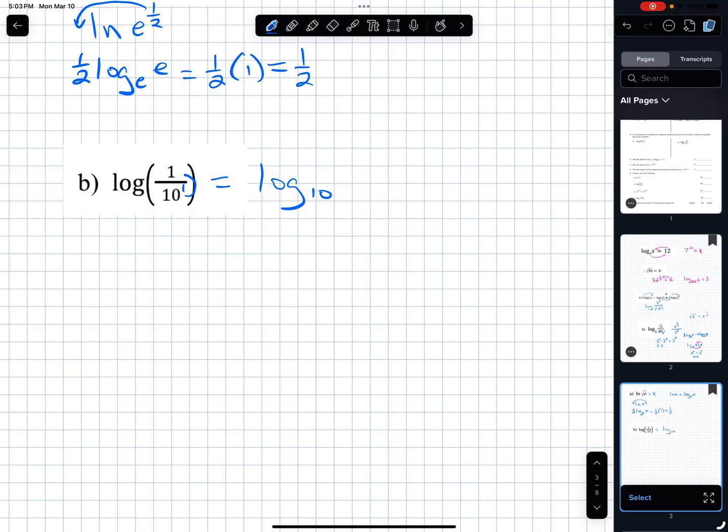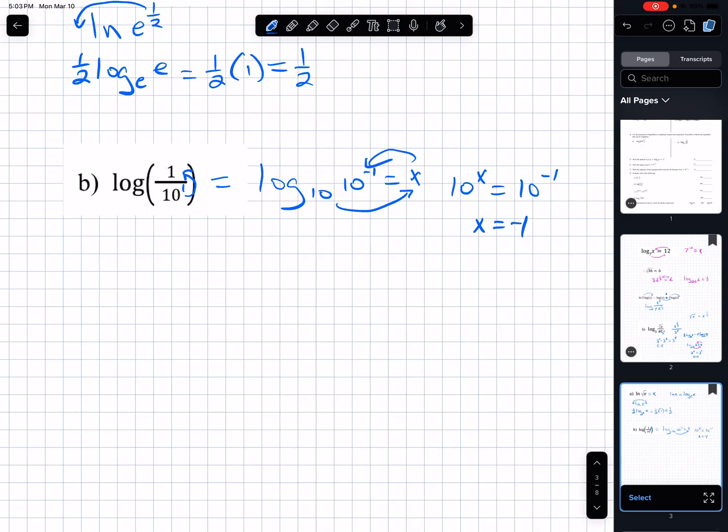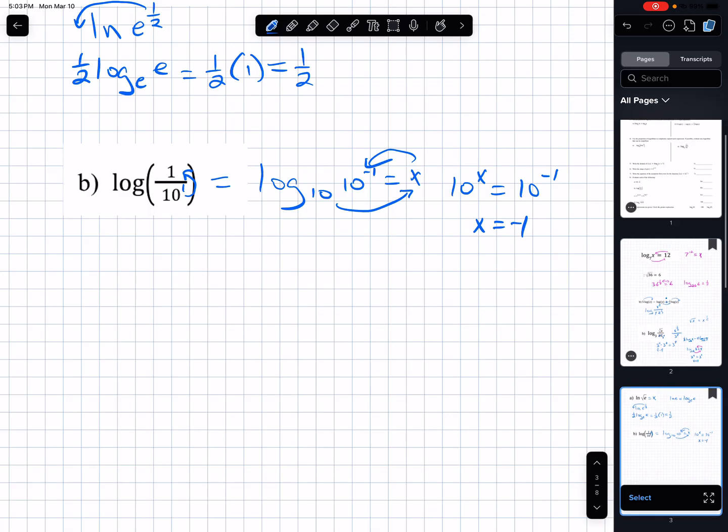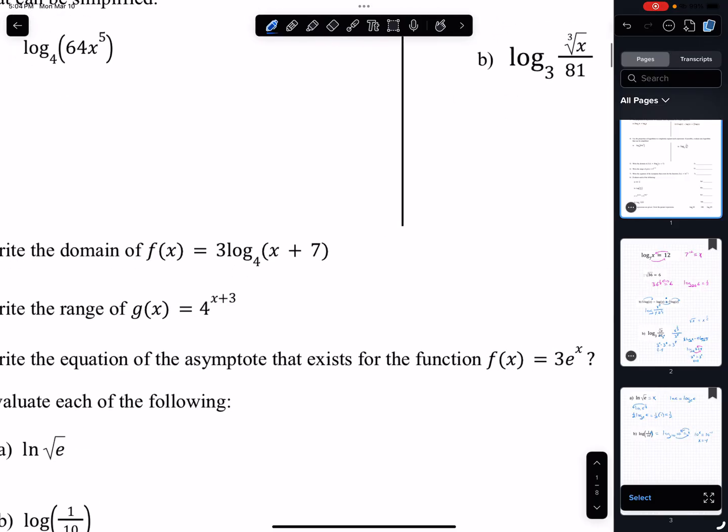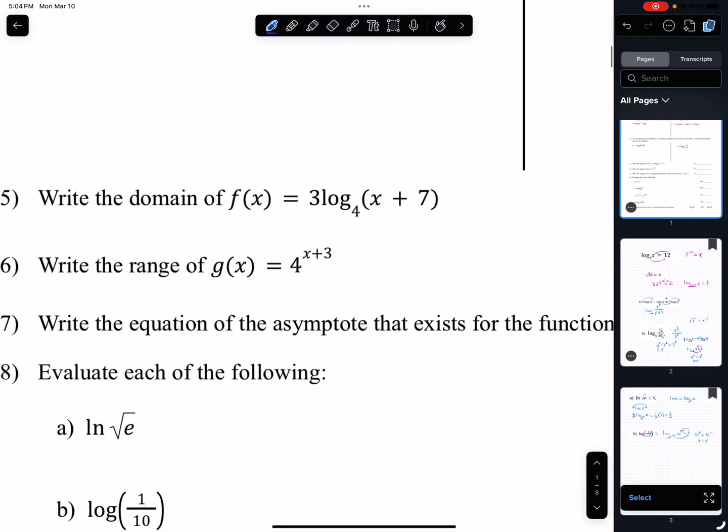So this comes to the top and the exponent becomes negative. So 10 to the negative 1. And then if you were to make it equal x, it's 10 to the x equals 10 to the negative 1. So x equals negative 1. Okay, I see. It's not bad once you know how to do it. The question is if I'm going to remember it or not.